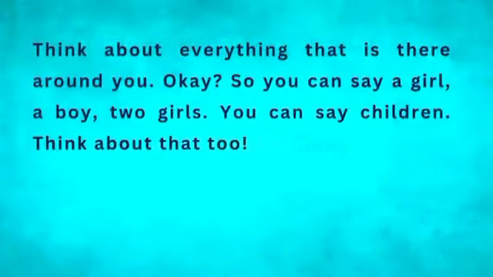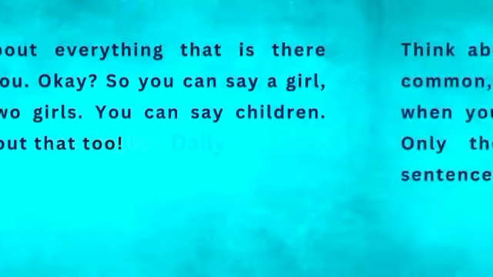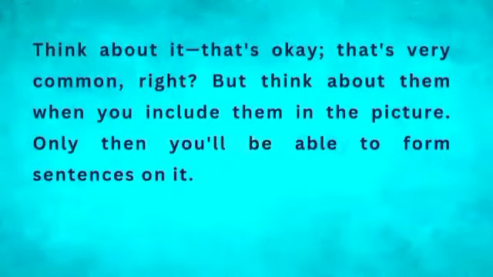Okay? So you can say a girl, a boy, two girls. You can say children. Think about that too. That's very common, right? But think about them when you include them in the picture. Only then you'll be able to form sentences on it. So, you have to include everything in the picture that is around you. Everything.